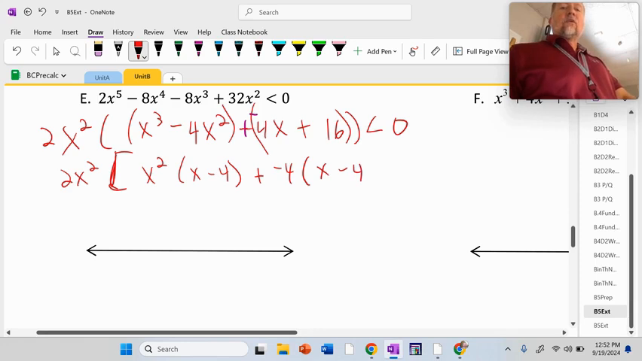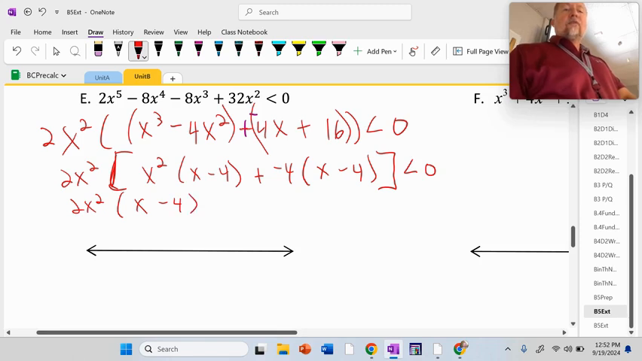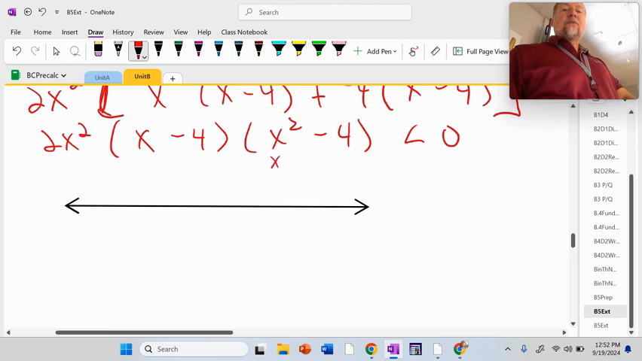Then x minus 4 bracket, and then one more factoring. Actually, a couple more. I'll go back to parentheses. You pull this x minus 4 out, and then you're left with x squared minus 4. By the way, what is x squared minus 4? We already had this. X minus 2, x plus 2.